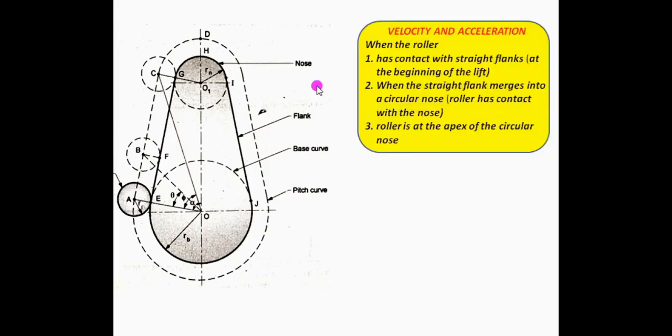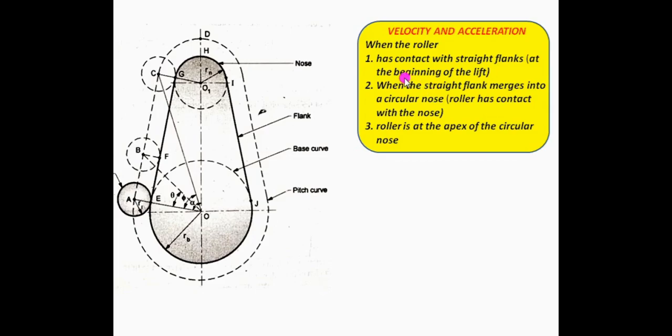tangent cams. As I told earlier, in these specified contours, first the cam profile is drawn, then the displacement, velocity and acceleration analysis of the follower is done. In these tangent cams, we are going to determine the displacement, velocity, acceleration of this roller follower at three salient points or critical points.